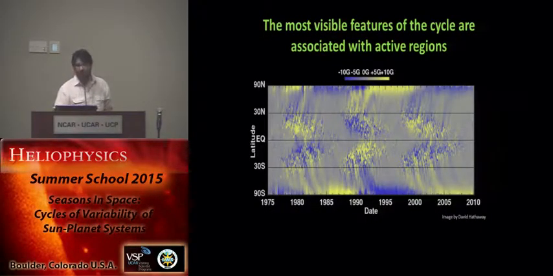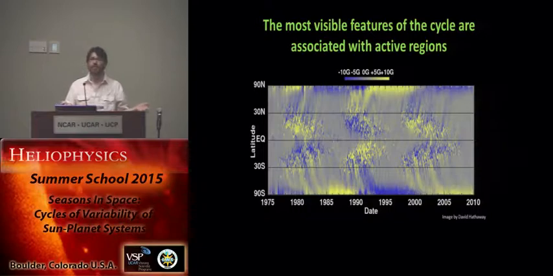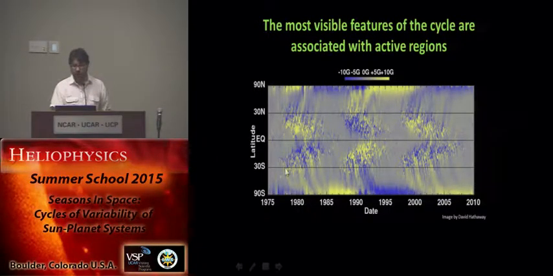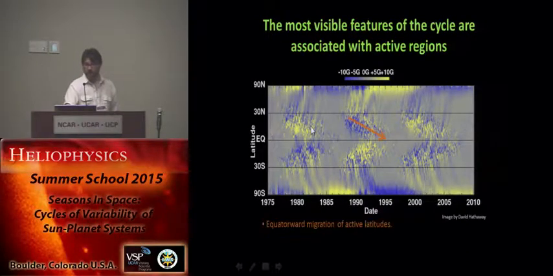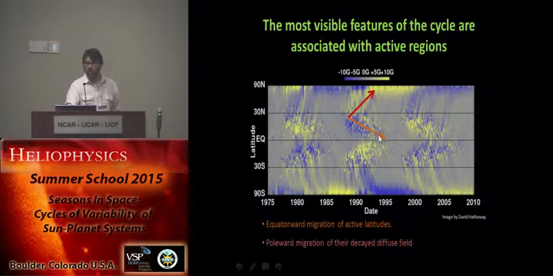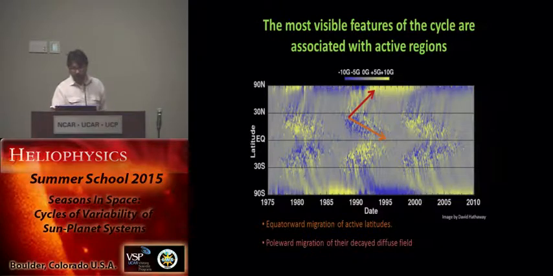So this is very nicely captured in the magnetic butterfly diagram. If you take each one of the frames in that movie, average it in longitude and stack it in time, you have the butterfly diagram. So you can see the migration of active latitudes, right? The place where they appear. There is polar migration of the decayed diffuse field.